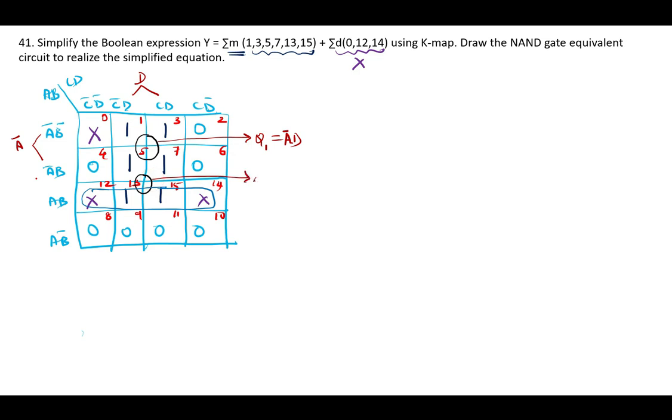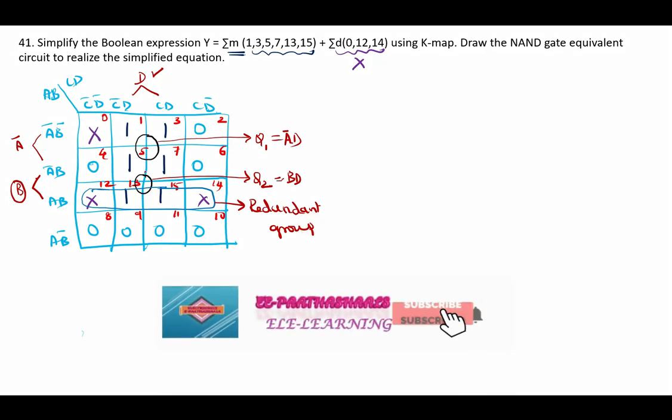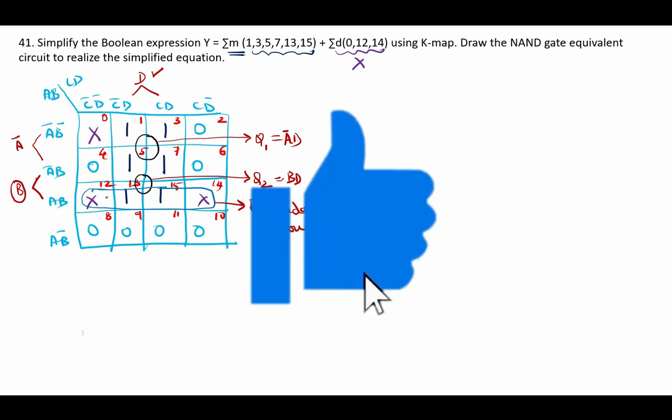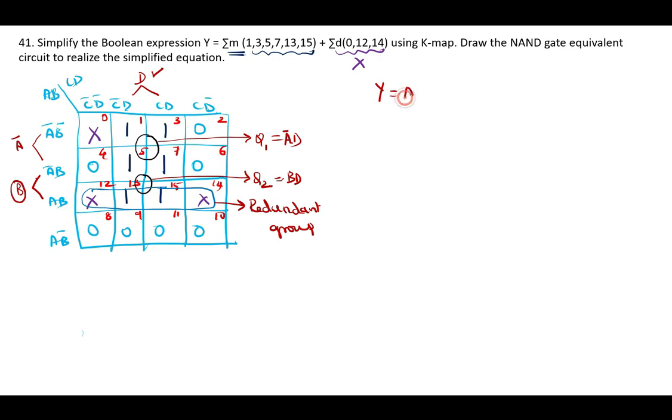This is the second quad. Again, for this I need to see it is between the second and third column. The not changing one is B, and the common one is D. So quad 2 I will get BD. And this quad is not required. I can write it as a redundant group. Why is it a redundant group? Because all ones are already grouped with quad 1 and quad 2. So it is not necessary to quad this again. Now the answer is Y is equal to A bar D plus BD.